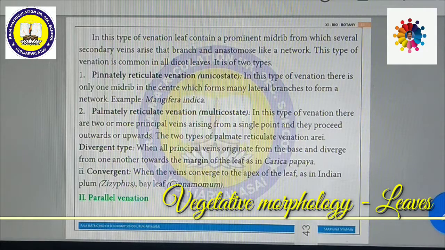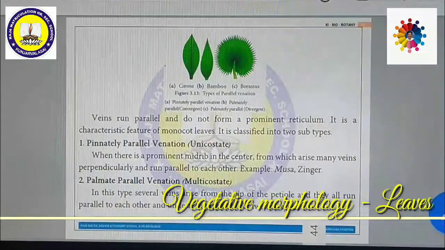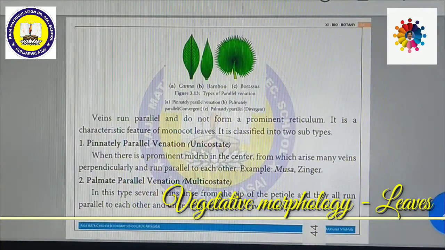Next we are going to see about parallel venation. Parallel venation is very common in monocots. As we have seen, reticulate venation is divided into two types, namely pinnately and palmately reticulate venation. Similarly, monocot plants also have pinnately parallel venation and palmately parallel venation.